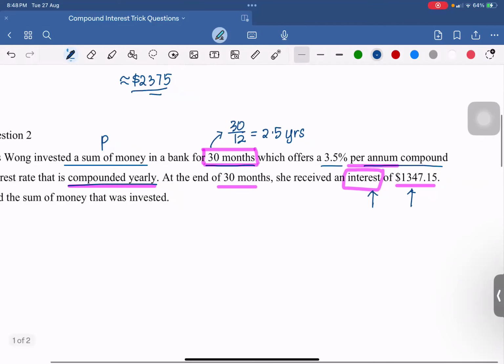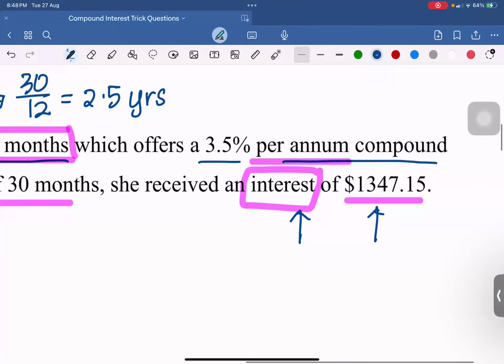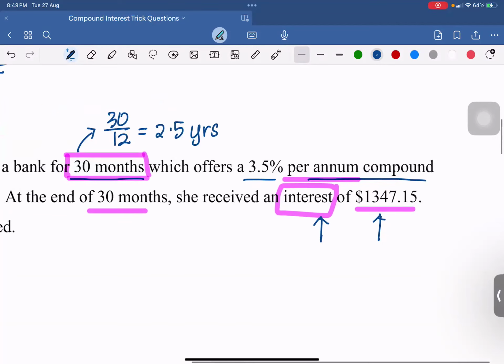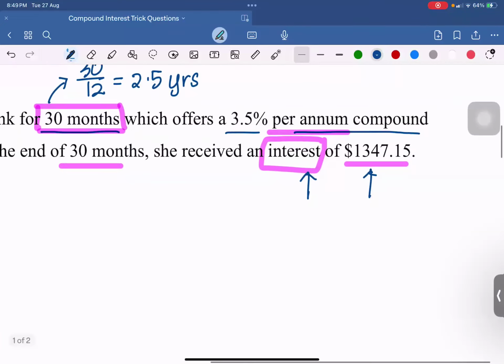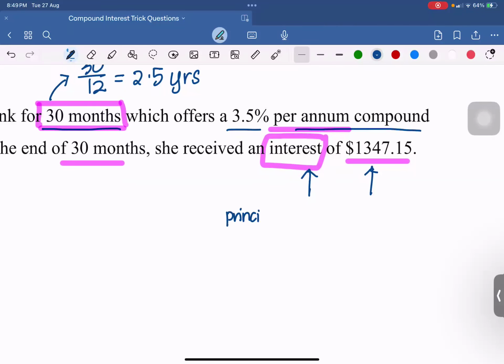Read the keyword. Is it the principal amount? No. Is it the interest? No. Is it the total? No, it's also not the total. That's why I say this is a trick question. Is it the principal? It's not the principal amount P. Is it the total amount? No. What is it? It is only interest.